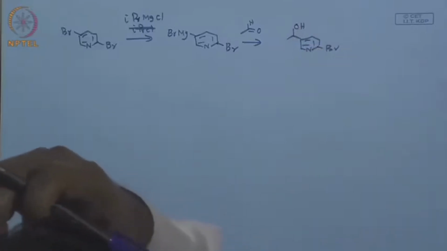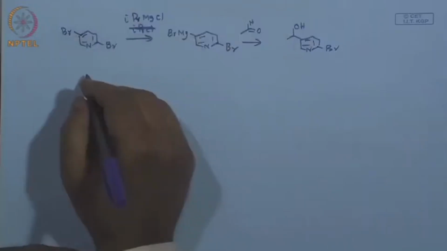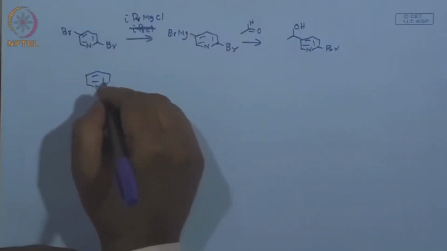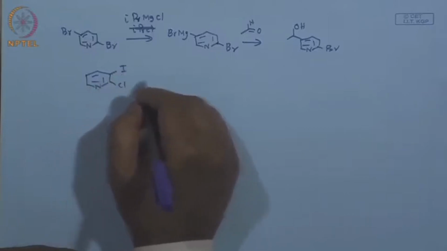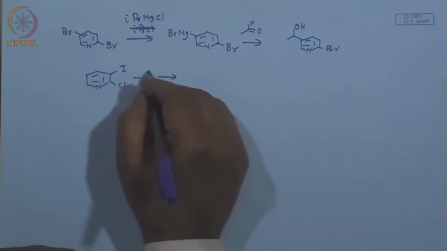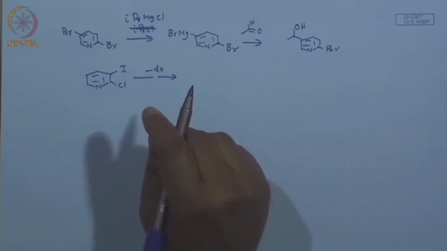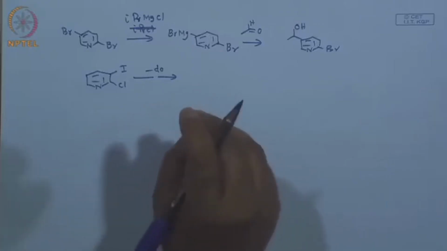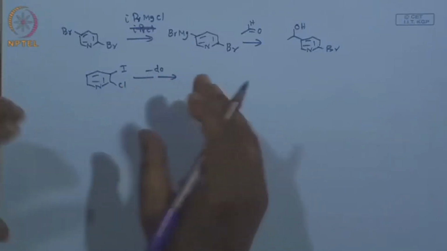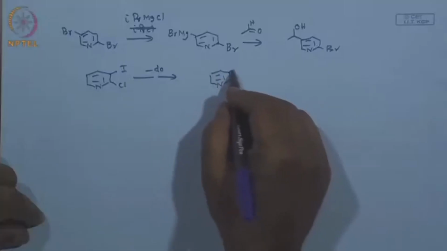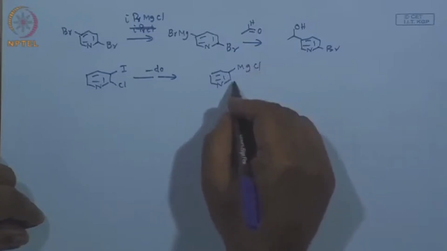And one more example probably, again a pyridine case. Now you have iodine and chlorine. So if you use this previous reagent, what do you expect? Now this is a little complicated. In the previous case both were bromine, but in this case one is iodine, one is bromine. So that means the bond strength as well as the acidity, etc. But like before, the iodine is removed and you get the corresponding magnesium chloride.